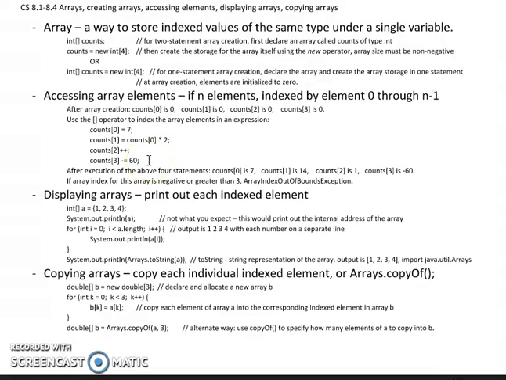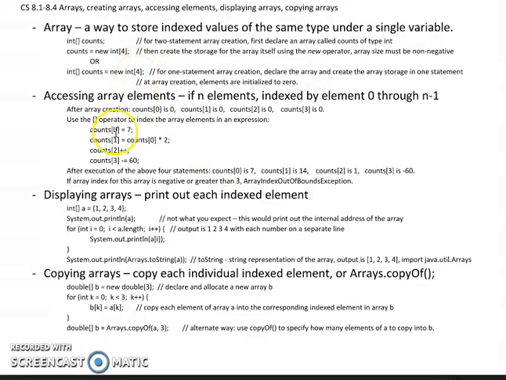So when I'm done, it makes sense that the first element, counts 0, should be 7. Remember, counts 1, the second element, is the first element times 2, so that should be 14. This one, all I did was increment it. It used to be a 0, now it's a 1. And this one, it was originally 0, I subtracted 60, now it's a negative 60. If you try to access counts 4, there is no such thing.